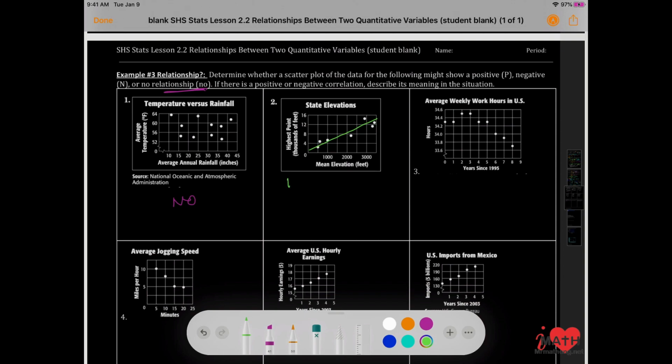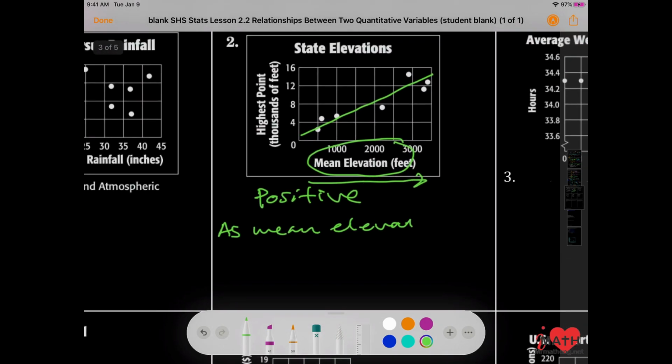So I would say that this one is positive, okay? Or you could just write P, but the better idea is what does that mean? Okay, so what's happening on the X values down here? You'll notice on the X values that as the mean elevation increases, what's happening on the other axis? Where's my data going?